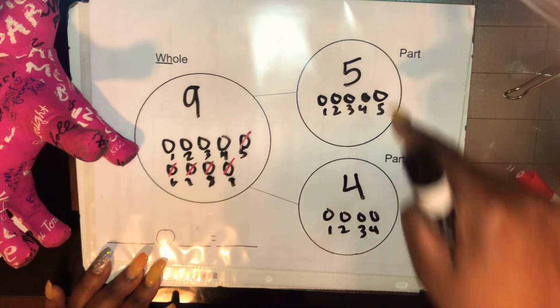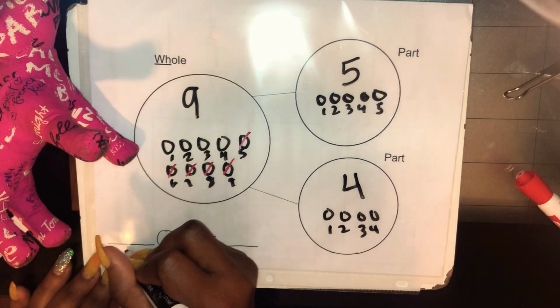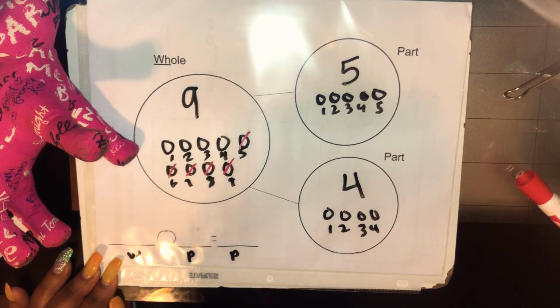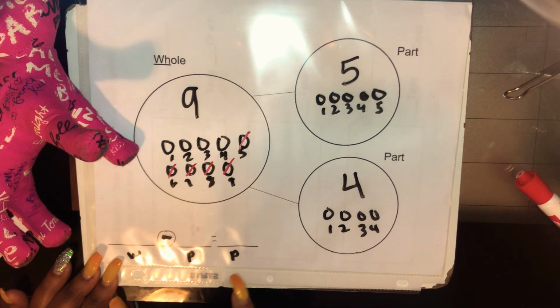And what do we know about 5 and 4? 5 and 4 equals 9. Now let's try writing it on our equation line. Remember, when you are doing subtraction, when you are minusing, your whole goes first. Not like when you're adding. When you're adding, your whole goes here, right? Or sometimes when we write our problem a little bit different, your whole will go on this side, after the equal sign. But when you are subtracting, it goes before the equal sign, all right?